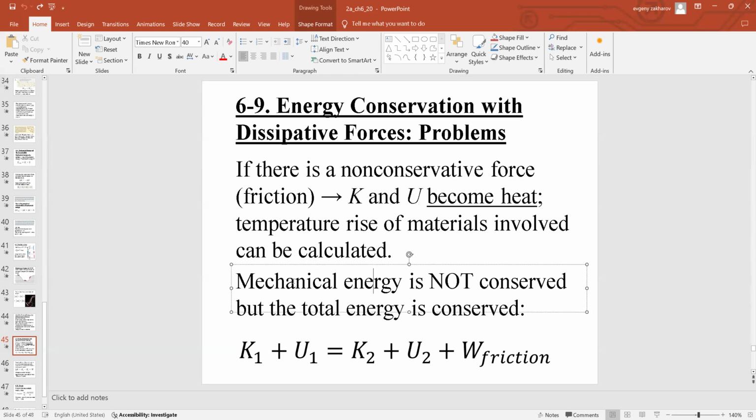So you can't say K plus U equals K plus U anymore. It's not conserved. But the overall amount of energy is still conserved. And you might say K plus U before the interaction and K plus U after will be balanced if you add the work done by friction force.